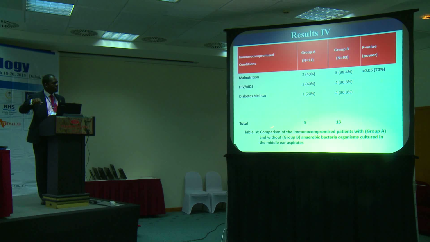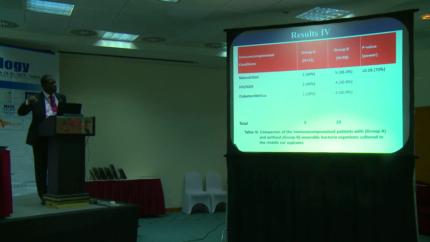Then this is a comparison of the immunocompromised patients. That is group A, with anaerobic bacteria, and this group, 93 without. Now out of this group A, which had 11, 5 of them had immunocompromised status: malnutrition 2, HIV/AIDS 2, diabetes mellitus 1.